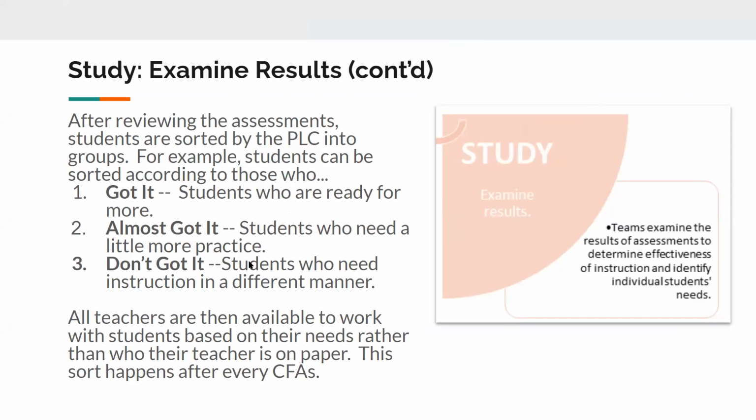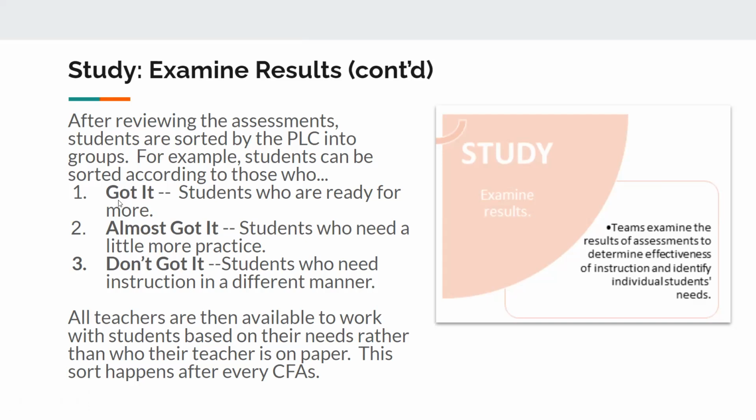After reviewing the assessment, students are sorted by the PLC, that's the full team, into groups. So for example, you could sort the students based on their responses into 3 groups. Got it, almost got it, don't got it. So if you have these 3 groups, then you say, oh, well, we have a few students who are in the got it, meaning they're ready for more. Most of the students might be in the students who need a little more practice, they almost got it. And then you have a handful of students who need instruction in a different manner and they don't got it.